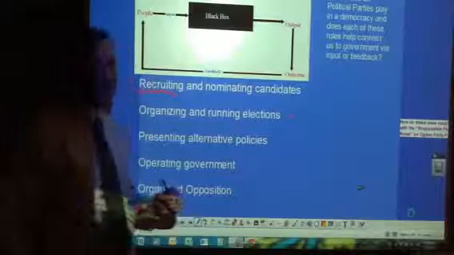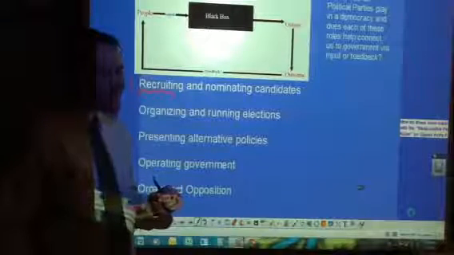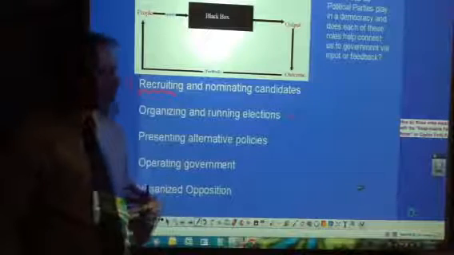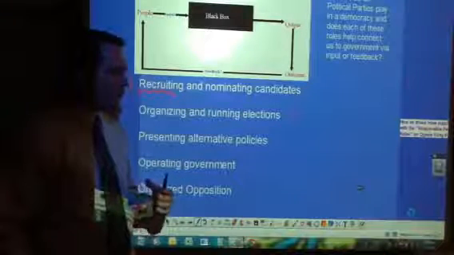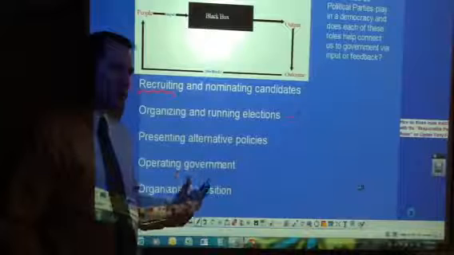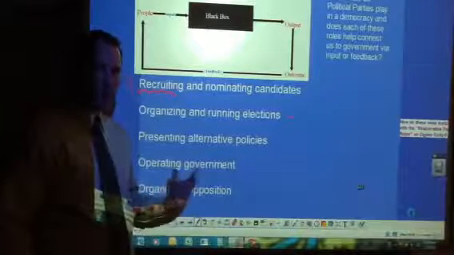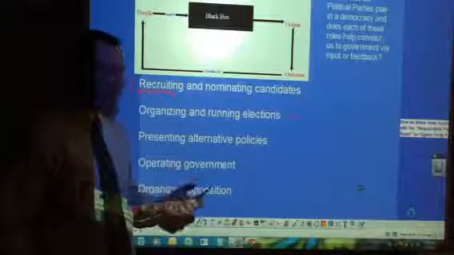Parties also organize and run elections. Parties are another interesting organization in the United States. They're private groups, but they often work with the government directly. So we've said this before, the primary elections are for the party, but the government's paying for the election. So you have this sort of unusual combination of private-public hybrid.